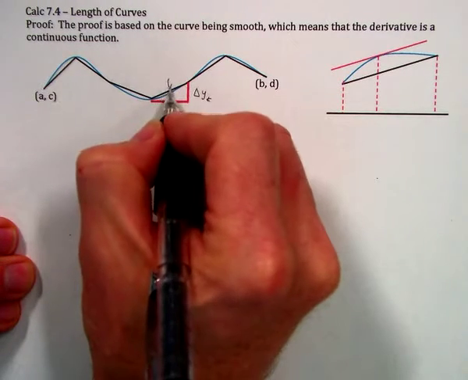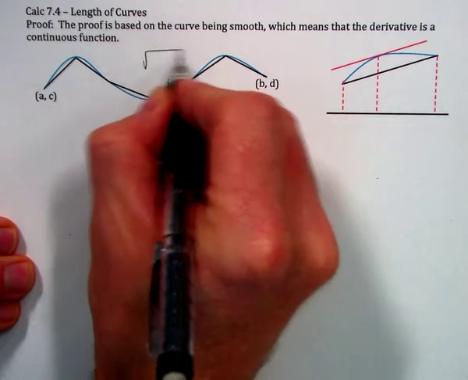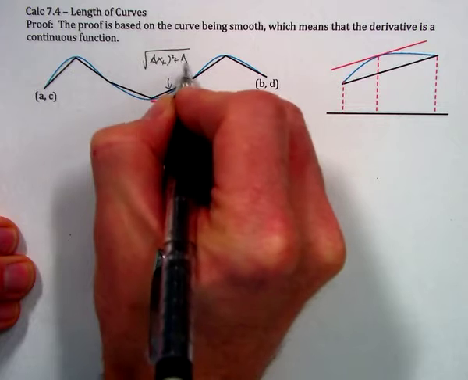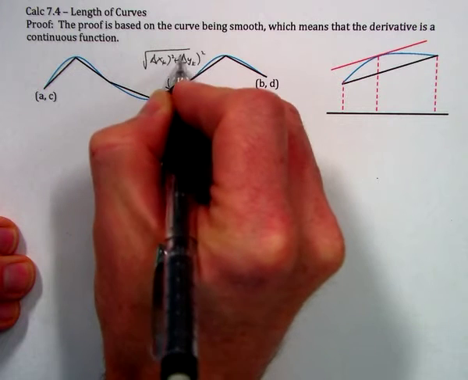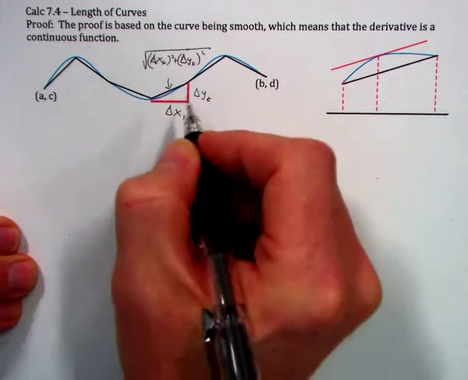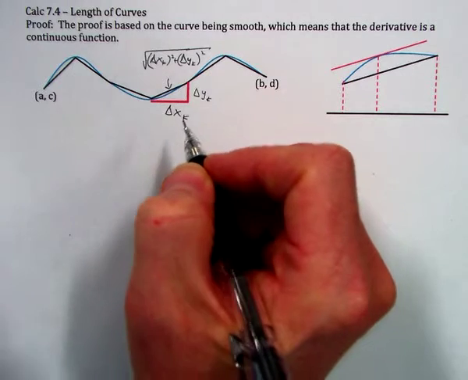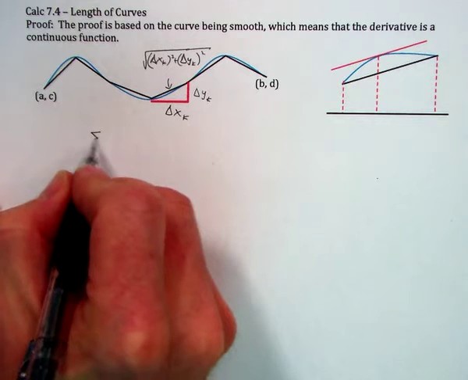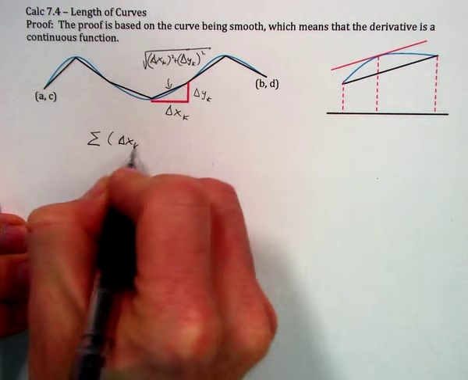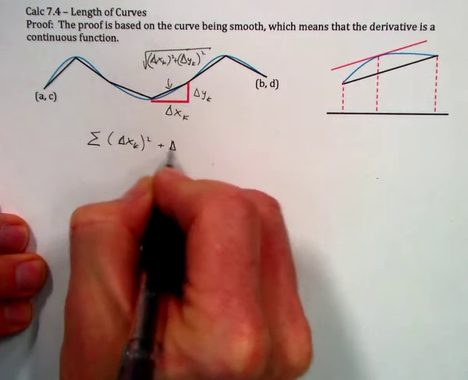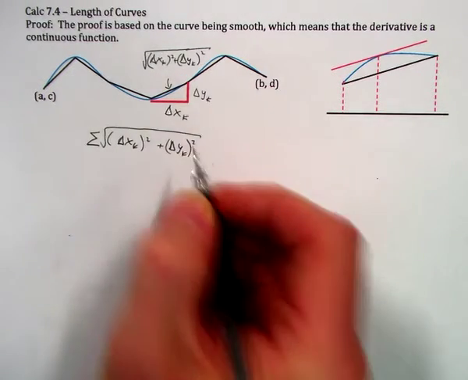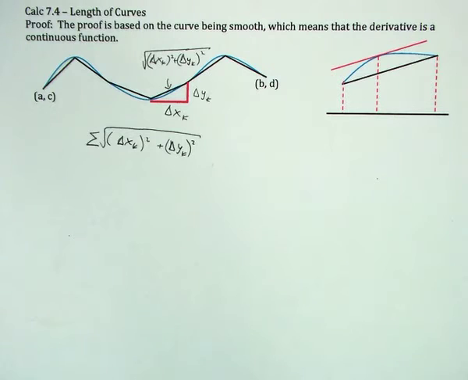Then the length of the segment would be, using our Pythagorean identity, delta x sub k quantity squared plus delta y sub k quantity squared, and the square root of that. Now, what are we going to do in order to find the length of the curve? We're going to have to sum all of those up. So we have the sum, delta x sub k squared plus delta y sub k squared, and then the square root of that. And eventually, we should be thinking right now of a Riemann sum.